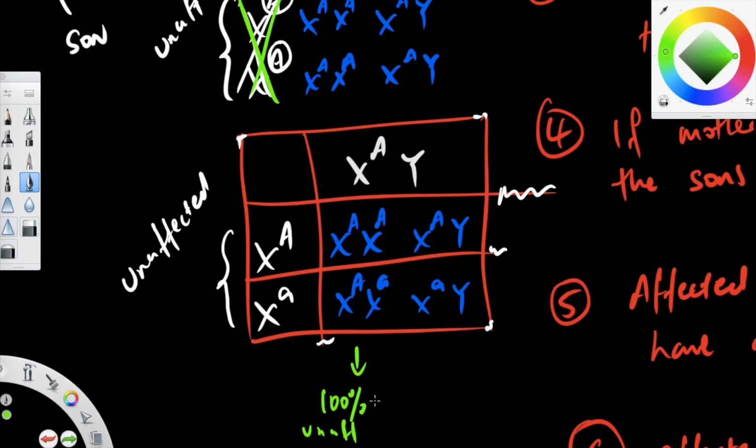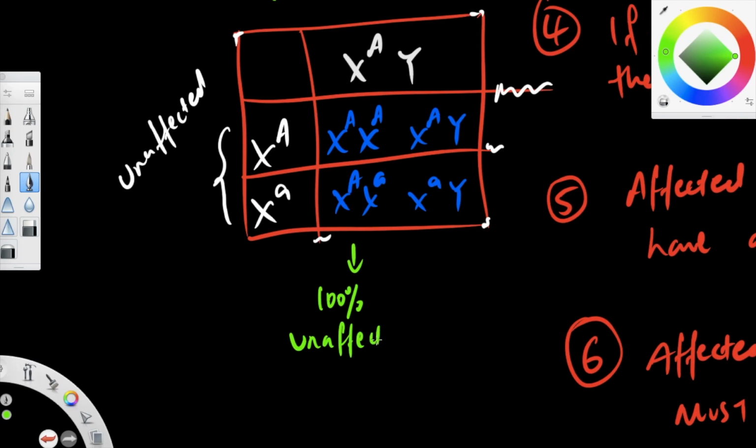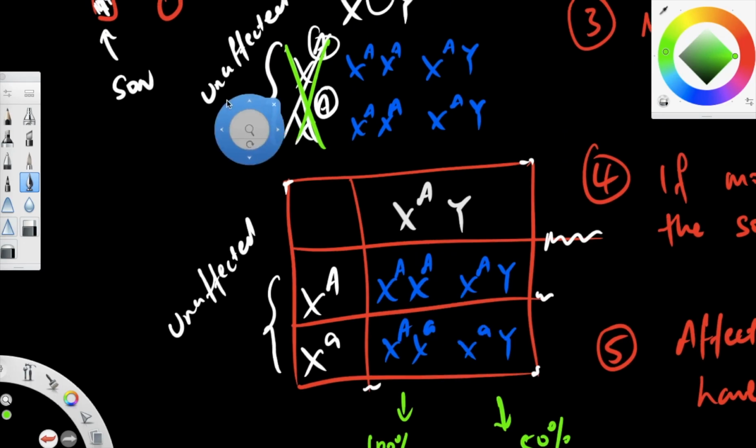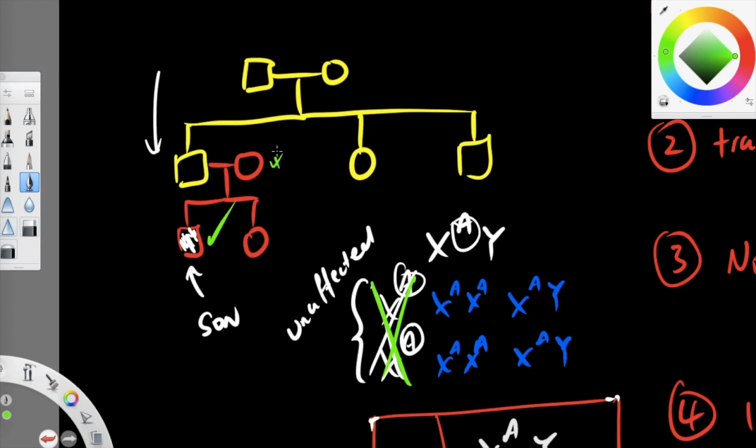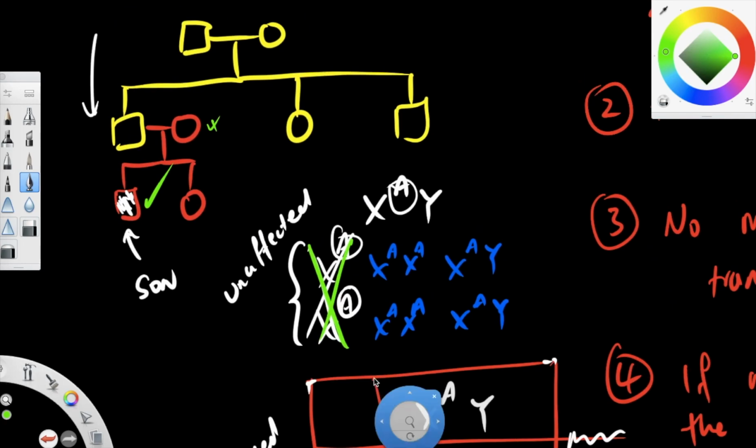Oops, let me just make some more room here. And 50% of the sons are affected. Right? And as we can see here, the son is affected, so that's fine. So this would be the genotype of the parents, right? The mother would be, you're going to use a different color. Let's use that. So the mother would be heterozygous, capital A, little a, and the father would be capital A, right? Because they're both unaffected.